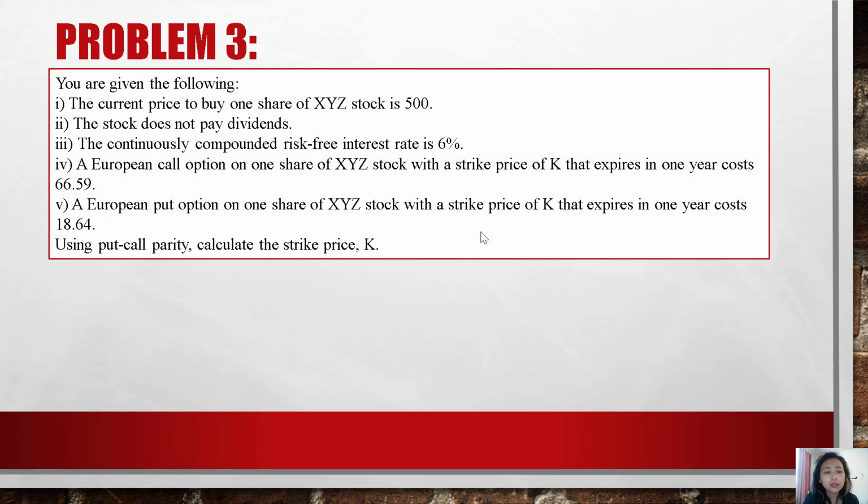Problem 3, you are given the following. The current price to buy one share of XYZ stock is 500. The stock does not pay dividends. The continuously compounded risk-free interest rate is 6%. A European call option on one share of XYZ stock with a strike price of K that expires in 1 year costs 66.59. A European put option on one share of XYZ stock with a strike price of K that expires in 1 year costs 18.64. Using put-call parity, calculate the strike price K.